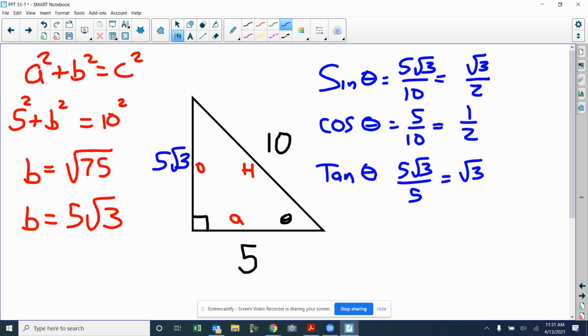I think whoever comes up with these names, tangent, cosine, sine... Where did they get this one? They gotta get something easier. All right.